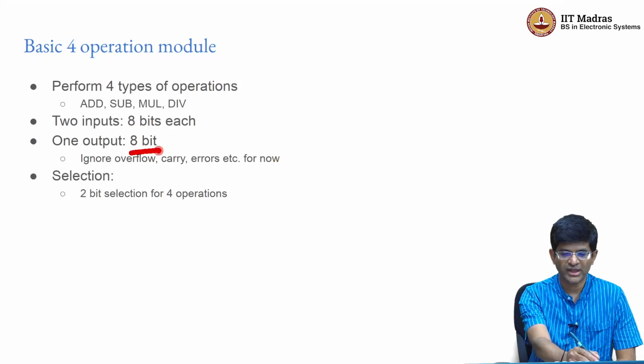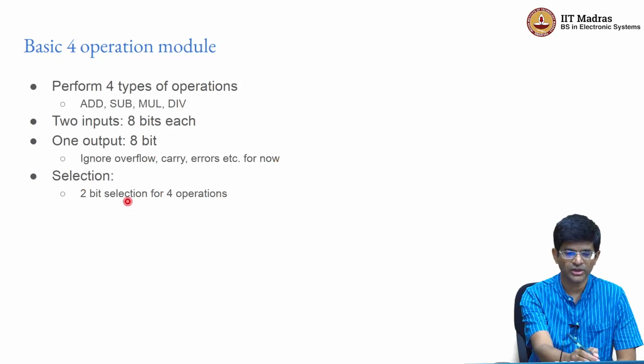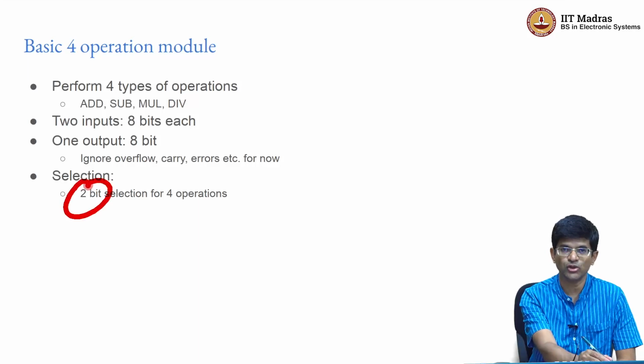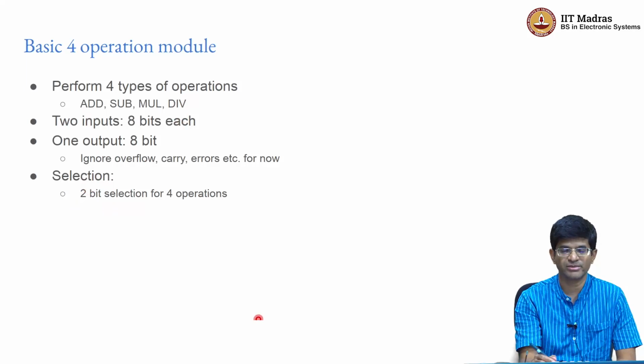We have 2 inputs, we have 1 output, and we would also want to be able to select out of these 4 operations, right? Now given that we have 4 operations, it means that the number of bits that we require for selection is basically 2 bits, right? If we had even 5 operations, then we would need sufficient number of bits to encode all the values 0, 1, 2, 3 and 4, right, because we need unique representations for each of the operations, which basically means that we need at least 3 bits.